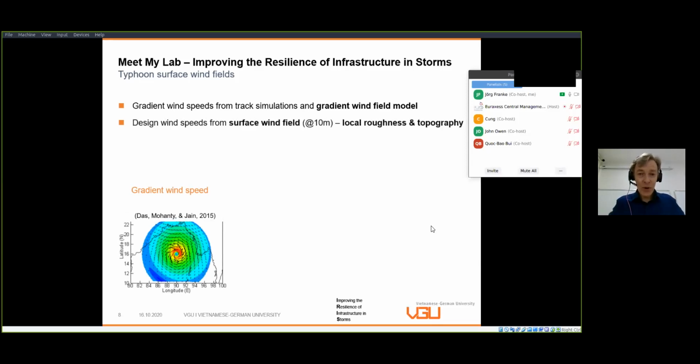Now, if we want to go to the surface, where normally 10 meters is the height at which we want to see the wind fields that we need for design, we have to take into account the local roughness of the ground and also the topography, whether there are hills or any other elevations or valleys around there.